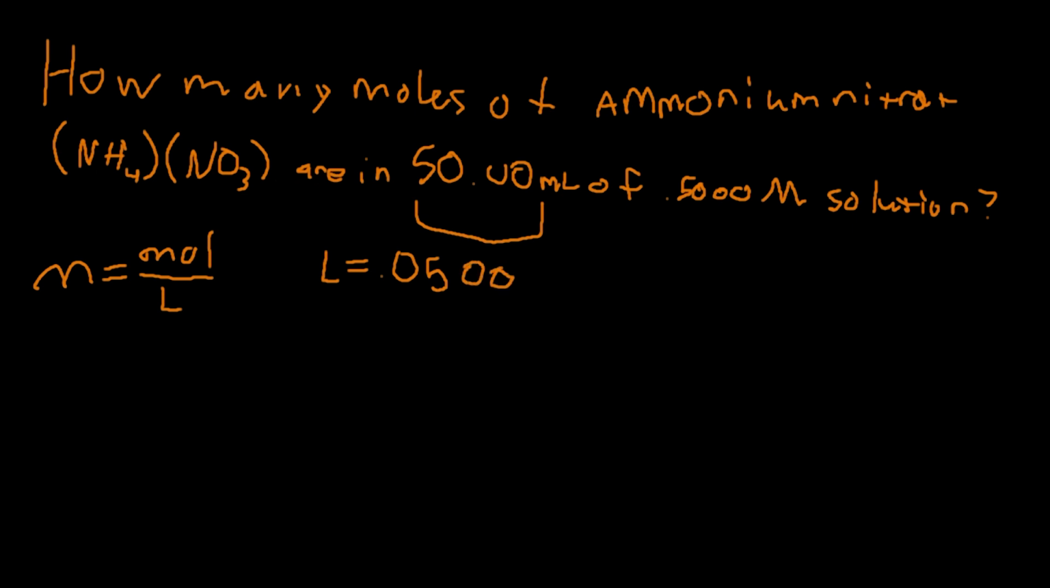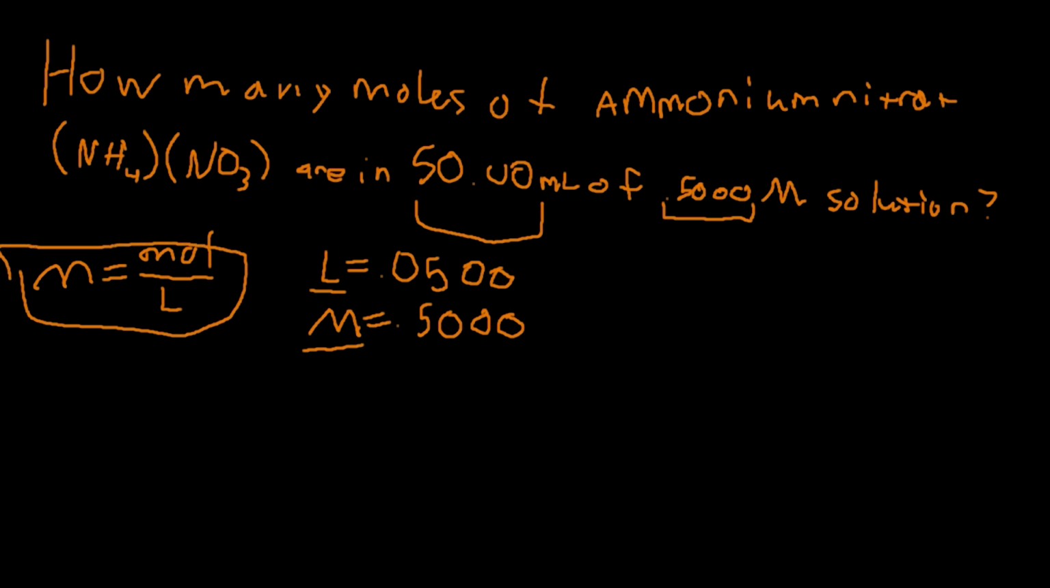And then we have our 0.5000, so M equals 0.5000, and then we simply plug these two into our formula over here, which would give us 0.5000 molarity equals the number of moles over the number of liters, which is 0.05. I'm not writing any more zeros. And then we just solve this like algebra.